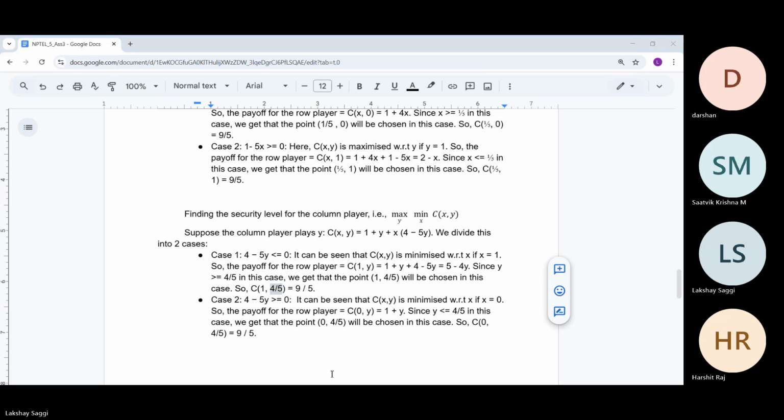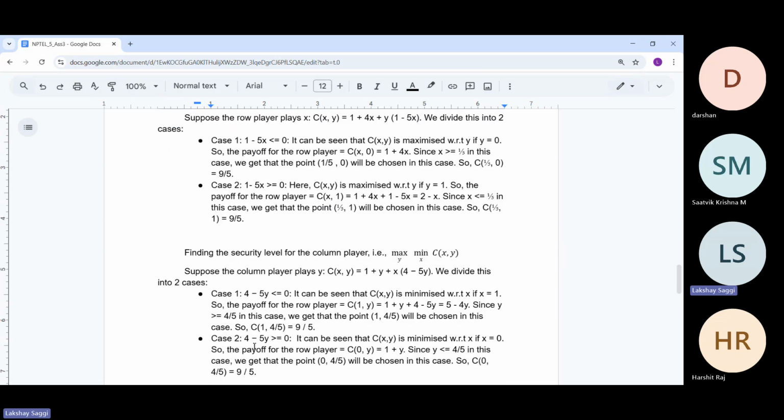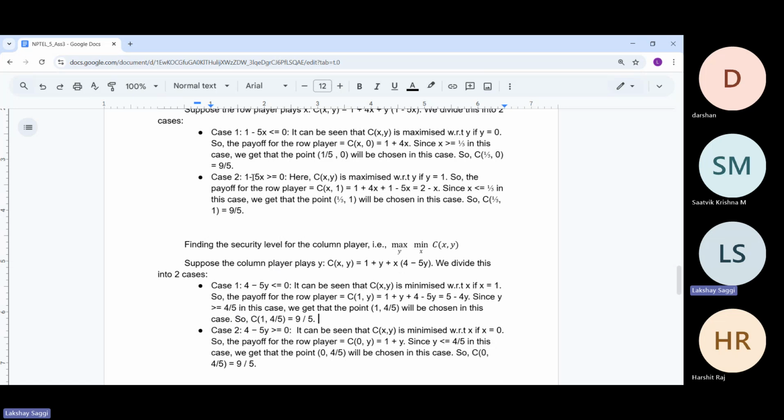So in my opinion, I think this game will indeed have a value of 9 by 5. Since both of these things are matching, this 9 by 5, this 9 by 5, there will be a point at which these two actually match. So the point 1 by 5 comma 4 by 5 will be a point where the value will be this.